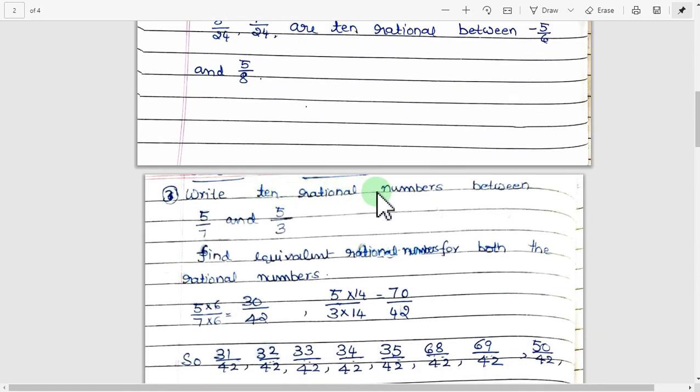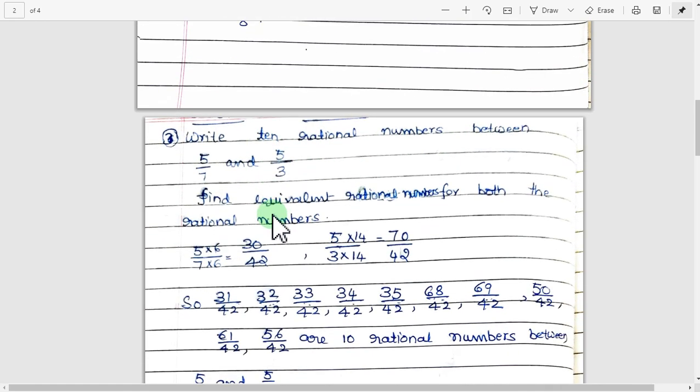Next question, write 10 rational numbers between 5 by 7 and 5 by 3. Again, similar sum. Find equivalent rational numbers for both the rational numbers. So I have multiplied here 5 into 6, 7 into 6, 30 by 42. But when you multiply for the second rational number, you have to think about this. For 3, which number do you have to multiply to get 42? Denominators must be same. Numerator can be different, denominators must be same. So I have to multiply by 14 to get 42. So same number to the numerator.